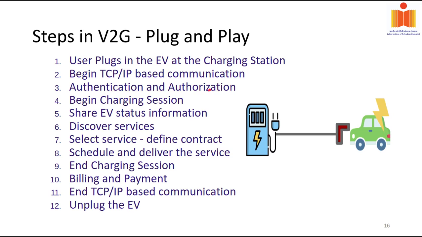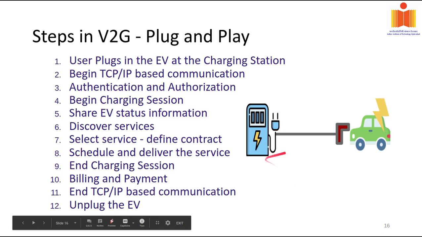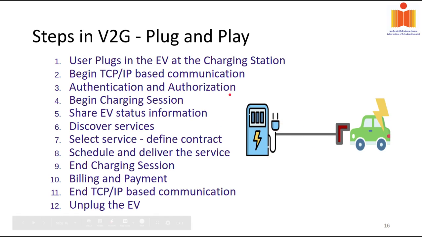Now what is this authentication and authorization? See, if I connect the electric vehicle, immediately whose electric vehicle it is has to be known. It has to be linked to a particular owner or user of the electric vehicle, and it has to be authenticated. The authentication can also be done through this particular plug and play system. And what is authorization? Even though the authentication is there, authorization also needs to be there.